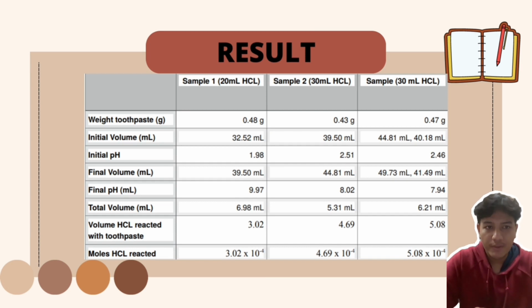And finally, for the result, as you can see in the table, the initial volume is 32.52 milliliters and the final volume is 39.5 milliliters. If we subtract the initial volume from the final volume, we get the total volume, which is 6.95 milliliters for sample 1. For sample 2, we do exactly the same: the final volume minus the initial volume, and we will get the total volume. From the total volume, you can calculate the concentration of the substance. And the same goes for sample 3.